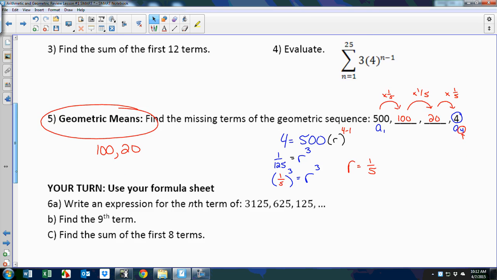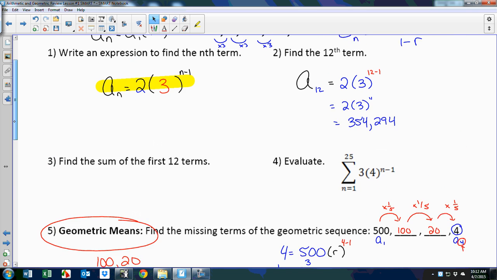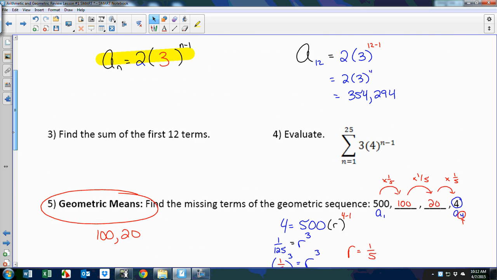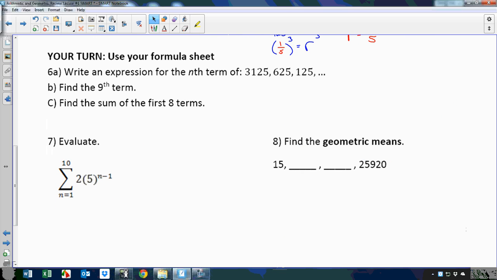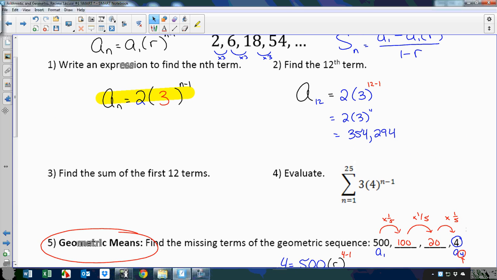I believe that's the last one that we're going to use the sequence formula on in the teaching. There will be the your turns down here at the bottom later, but that is all we're going to do with the sequence formula. Now let's explore the sum formula.